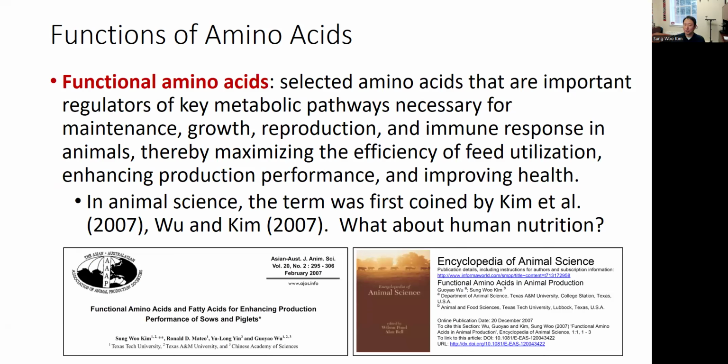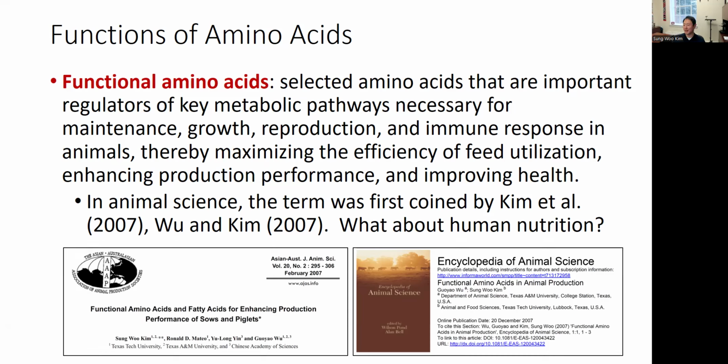Now I'd like to introduce the term called the functional amino acid. It's nothing related to essential or non-essential. We are not talking about essential or non-essential amino acids, but we are grouping a few amino acids with a very special function when they're converted into some other compounds in the body, and they have very essential functions in the body. So we will group them as functional amino acids, right?